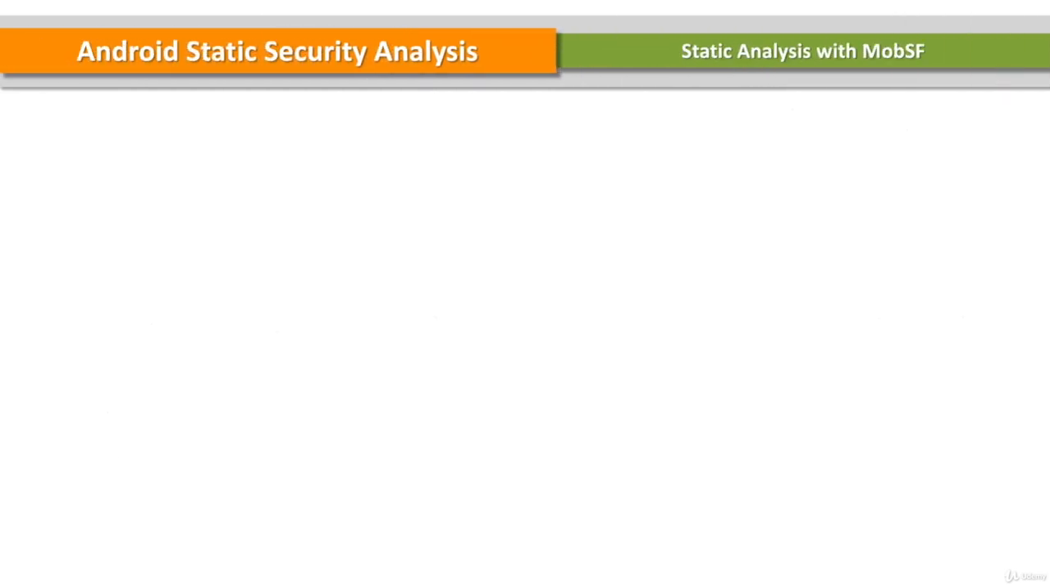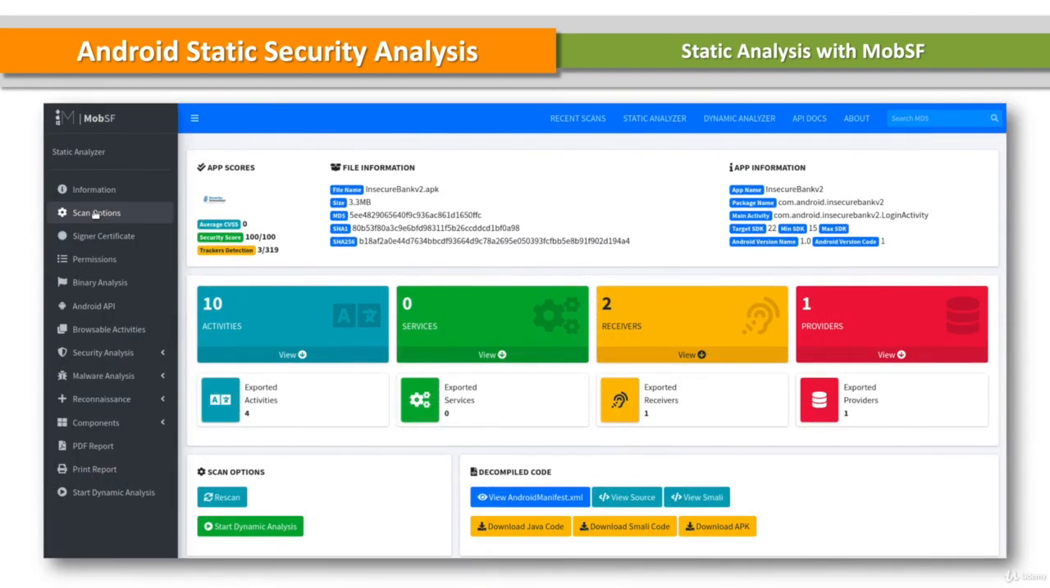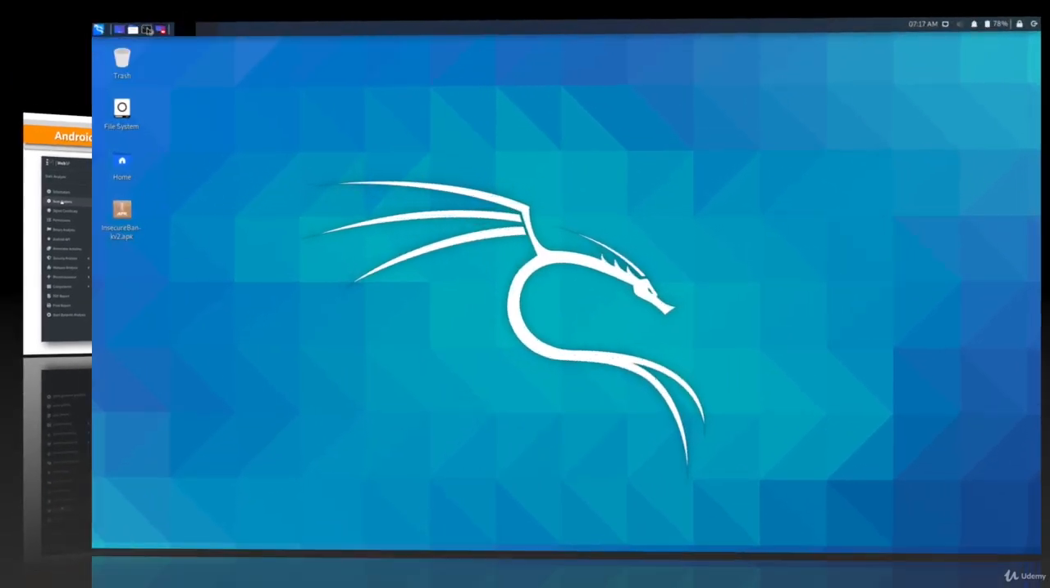After analyzing source code manually, automated tools allow the tester to focus on the more complicated business logic for efficient static analysis. There are several open source tools for automated security analysis of an APK. We'll use MobSF for this purpose. MobSF is a powerful security assessment framework. It's capable of performing static and dynamic analysis. So why don't we get started?